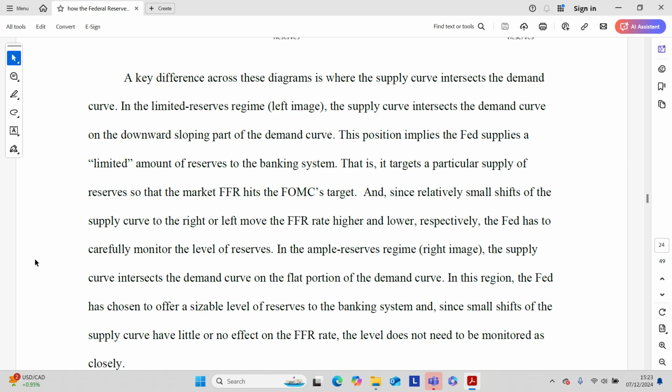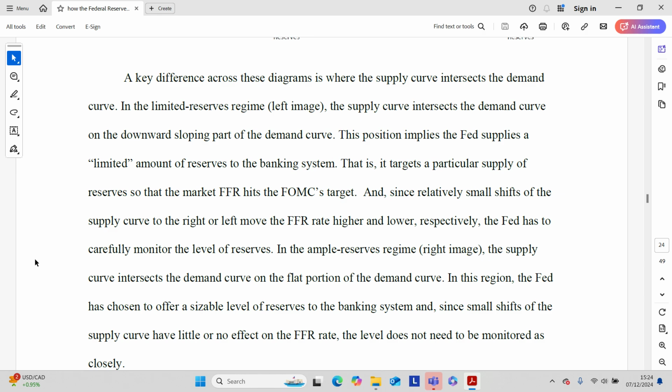The key difference across this diagram is where the supply curve intersects the demand curve. In the limited reserve regime, or left image, the supply curve intersects the demand curve on the downward sloping part of the demand curve. This position implies the Fed supplies a limited amount of reserves to the banking system. That is, it targets a particular supply of reserves so that the market FFR hits the FOMC target. And since a relatively small shift of the supply curve to the right or left moves the FFR higher and lower, respectively, the Fed has to carefully monitor the level of reserves.